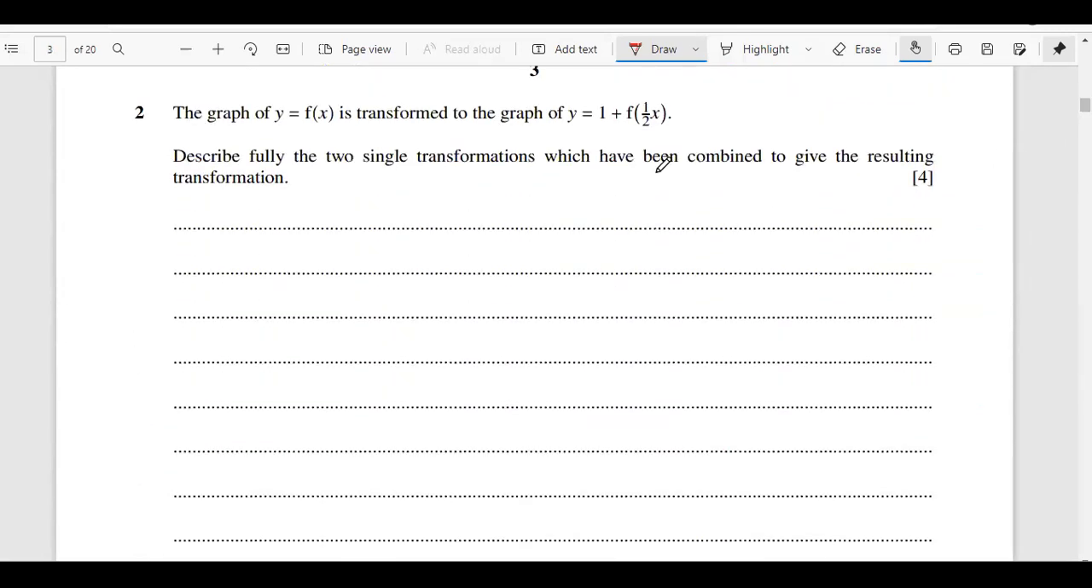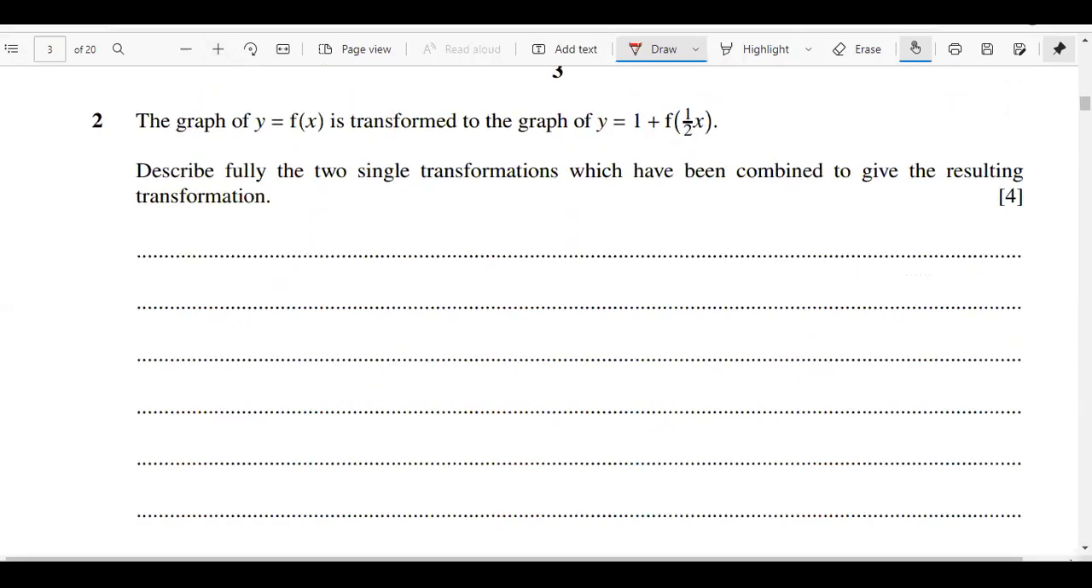Okay. Now this is more important. I know that this is basically a tricky topic. Some of the students think of it as a difficult topic. But yeah, okay, let's see. The graph of y equals f of x is transformed to the graph of this. Describe fully the two single transformations which have been combined to give the resulting transformation.